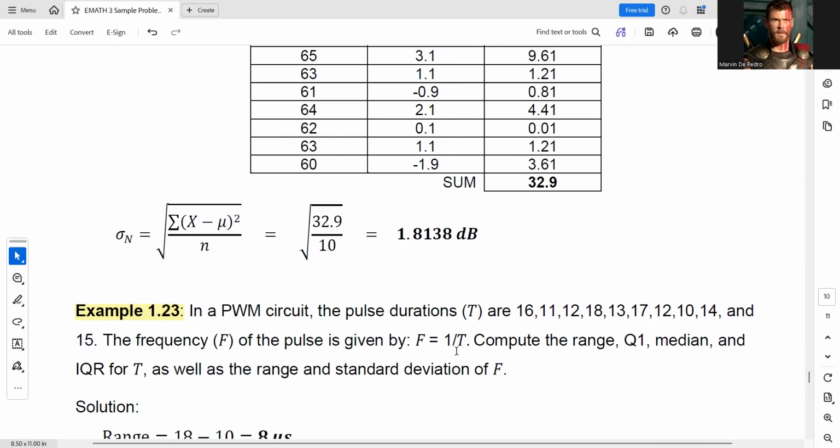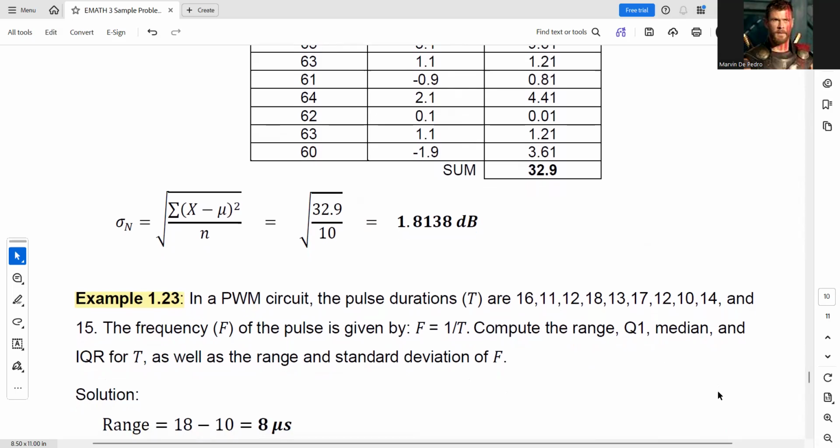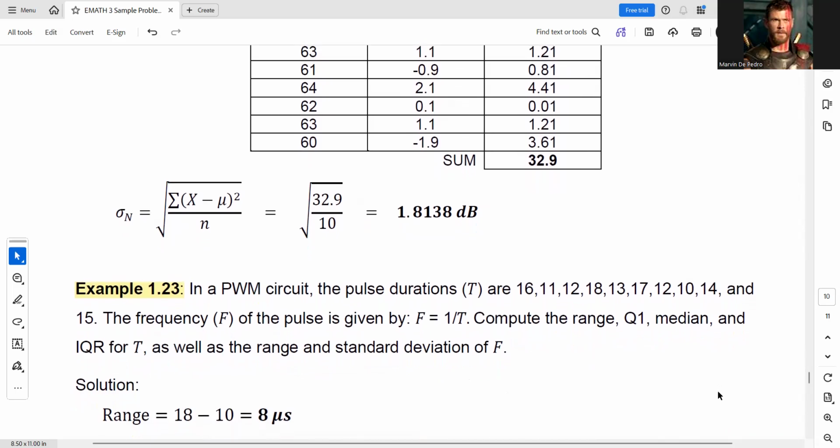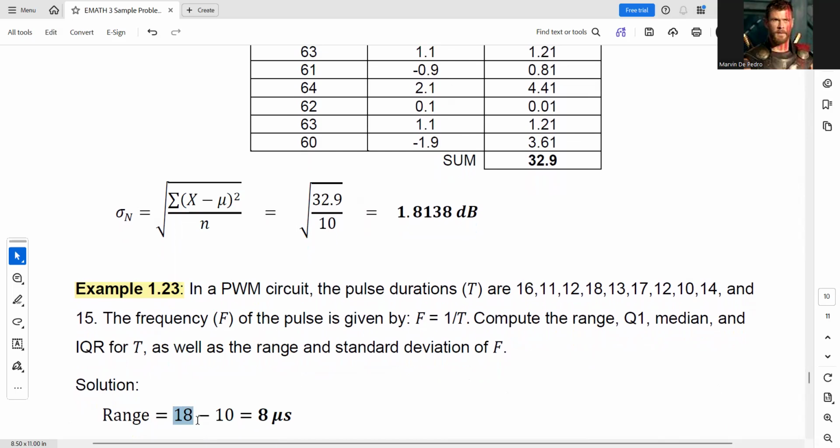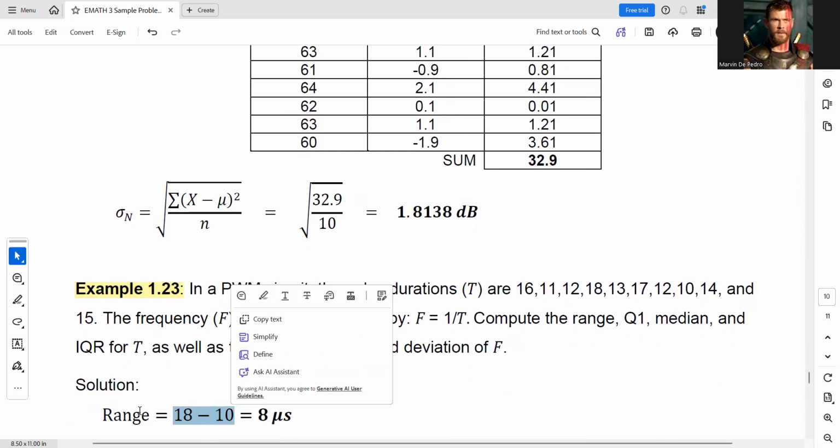We are asked to compute the range, the Q1, the median, and the IQR for T, as well as the range and standard deviation for F. So let's try. Now, the range is the simplest measure of dispersion. We just take the difference between the maximum value and the minimum value, right?